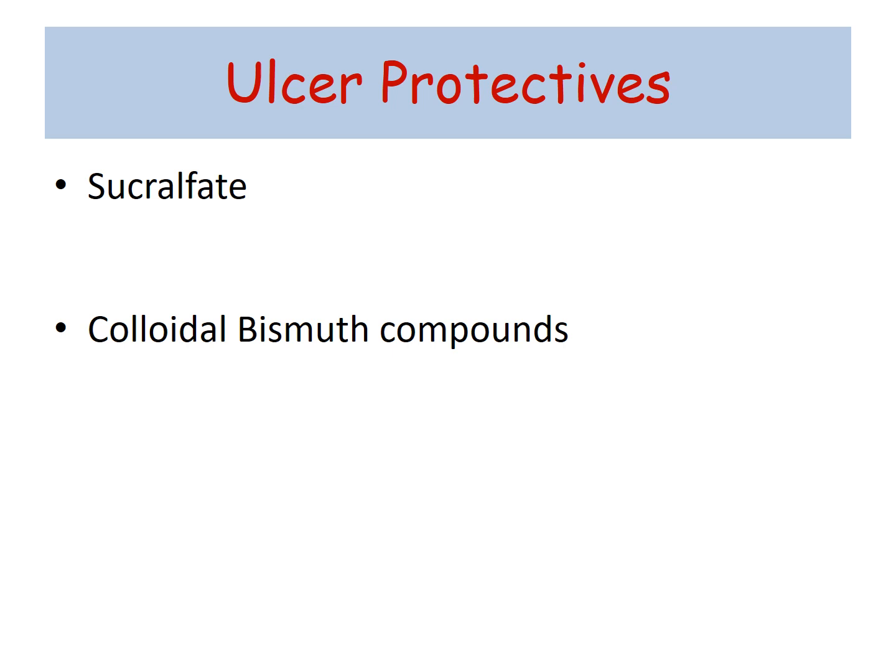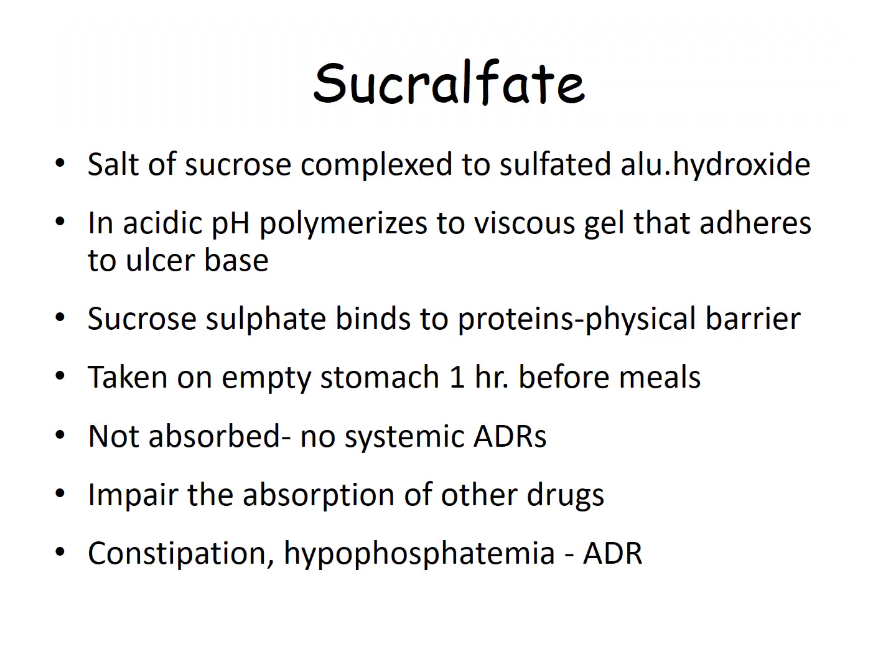Next group, our fourth group, ulcer protective drugs. The important two drugs are sucralfate and colloid bismuth compounds. Sucralfate is a salt of sucrose complexed to sulfated aluminum hydroxide. Aluminum hydroxide is an antacid-like compound, and to that a salt of sucrose is complexed, that is sucralfate. In acidic pH, it polymerizes to a viscous gel that adheres to the ulcer base.